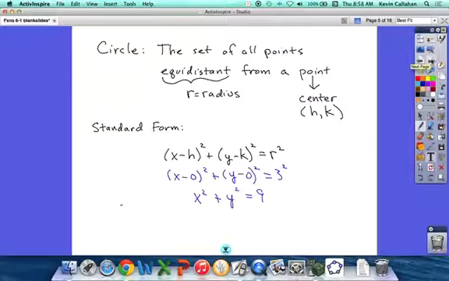So at this point, we can't do much with a circle other than we should be able to recognize it in standard form. We should be able to tell what's the center, what's the radius.